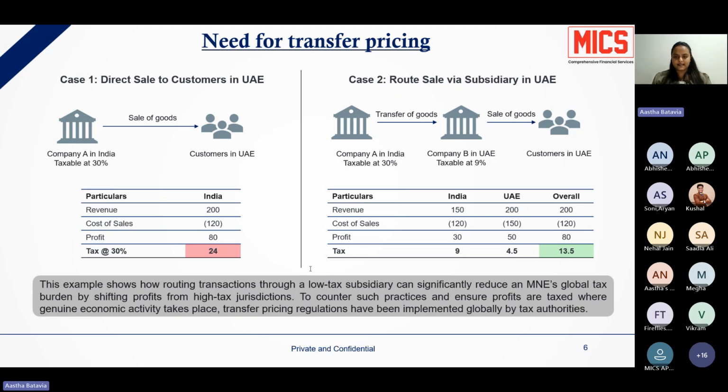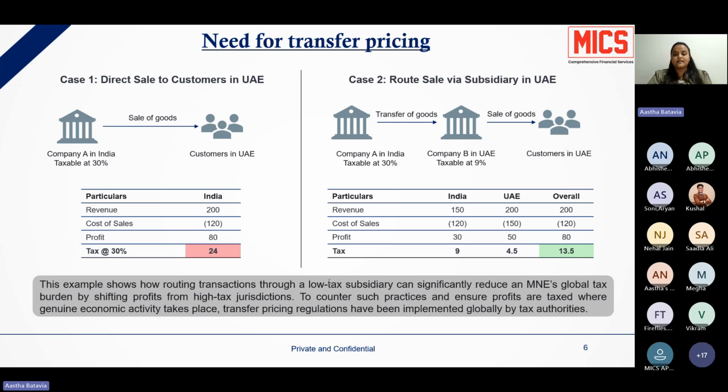Just by rerouting the sale, the group company has shifted most of its profit to a low tax jurisdiction, that is the UAE. Is this wrong, you will ask? Well, not necessarily. If the UAE entity is performing real economic activities, fine. But if the UAE company is a paper company, then tax authorities in India will likely say most of the value is created in India. The UAE entity shouldn't be keeping such a big share of the profit. That's exactly why transfer pricing regulation exists.